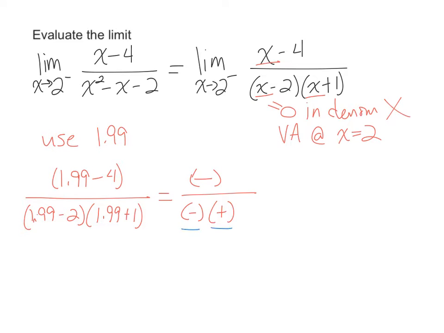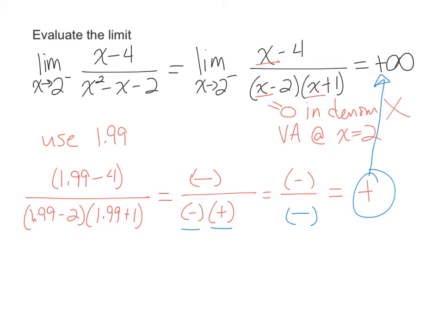A negative times a positive in the denominator will give you a negative in the denominator. There's still a negative in the numerator. A negative divided by a negative will give you a positive. That tells us that way up here at the beginning, this limit will be equal to positive infinity. We keep this sign, and it gets attached to the infinity as we approach a vertical asymptote.